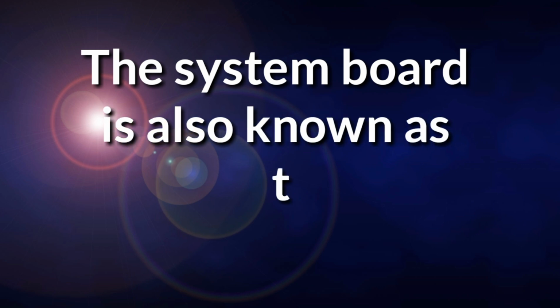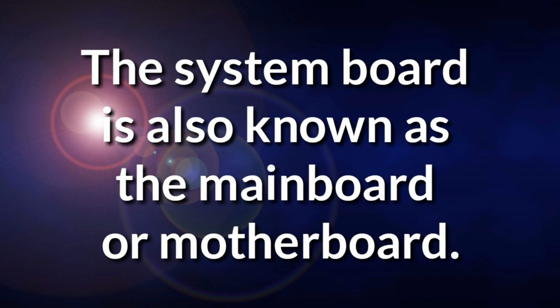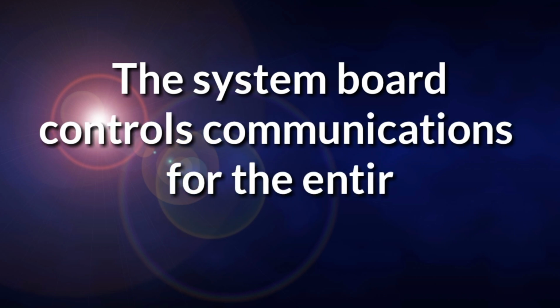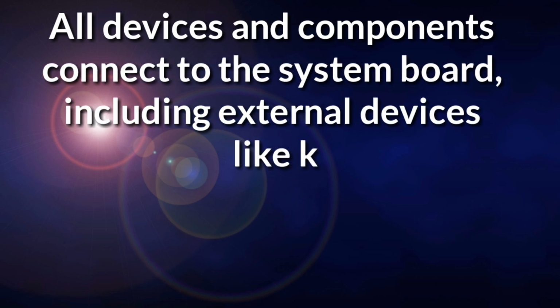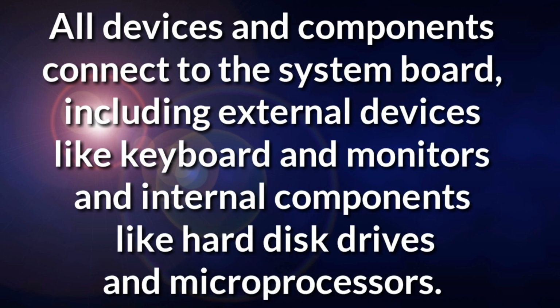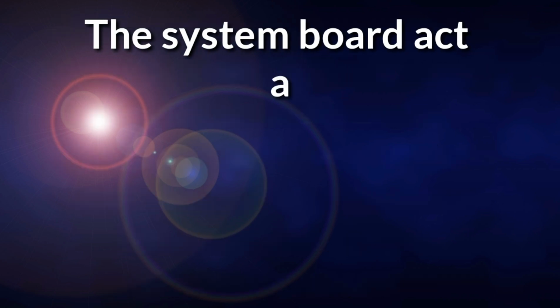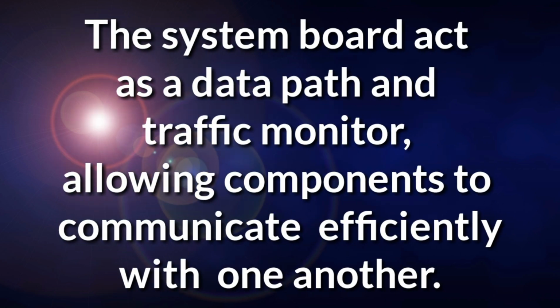The system board is also known as the mainboard or motherboard. The system board controls communication for the entire computer system. All devices and components connect to the system board, including external devices like keyboards and monitors, and internal components like hard disks, drives, and microprocessors. The system board acts as a data path and traffic monitor, allowing components to communicate efficiently with one another.